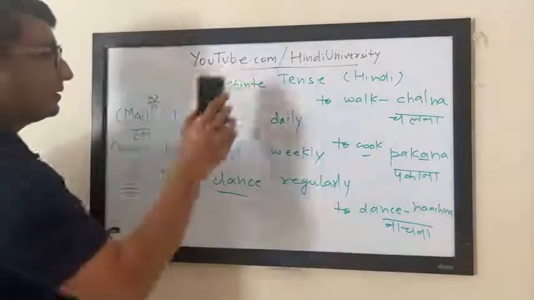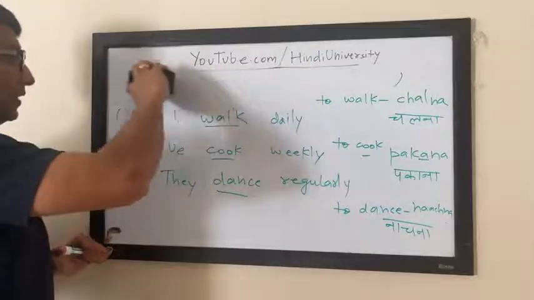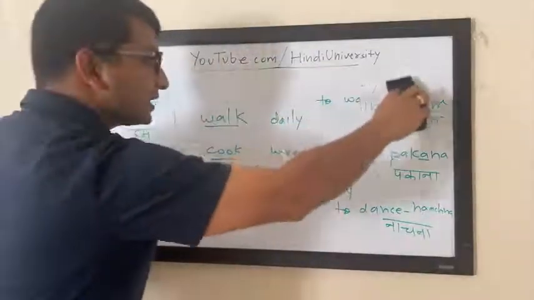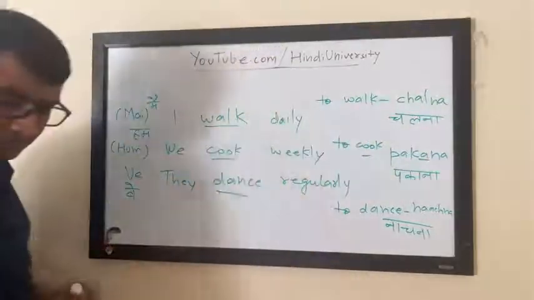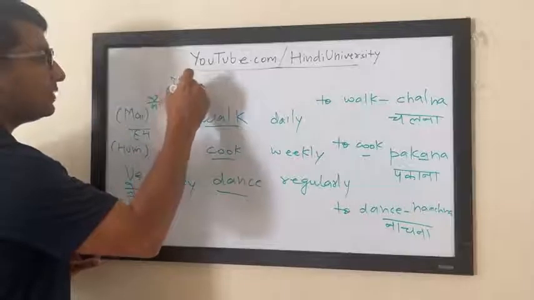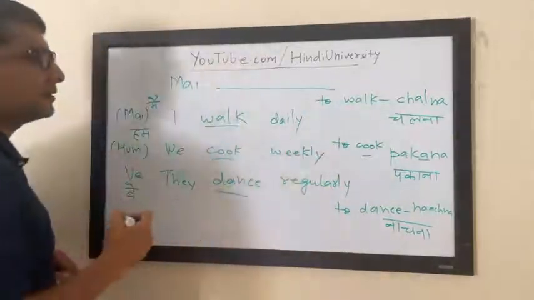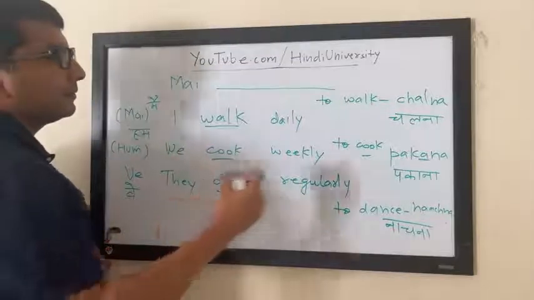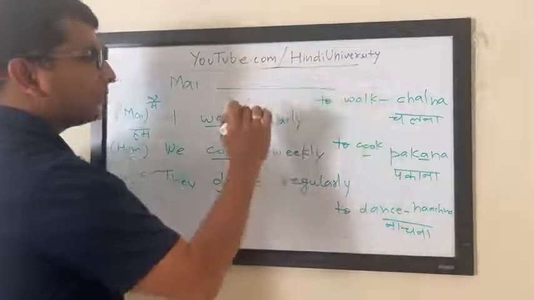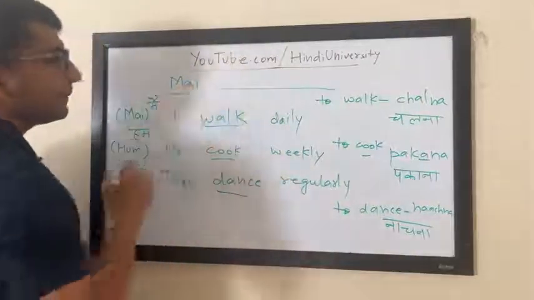I don't know how to conjugate. Okay, it's okay. That's the whole point of this section, right? So try your best. So you said main. So let's start with this one, main, and then there'll be something. How will you end it? Okay, let's say we worry about the verb later on. How will you end this sentence if it is starting with main?